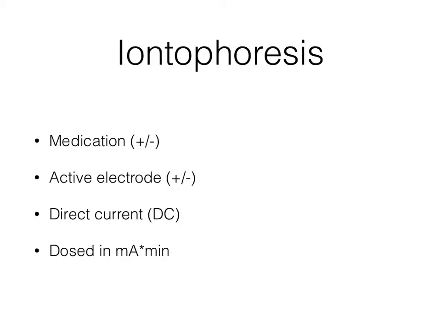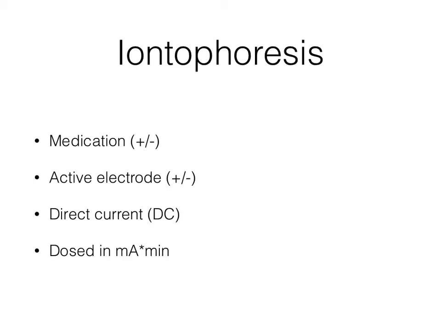On some of the newer machines, where there are not separate wires you attach, the electrodes themselves are going to be labeled as positive or negative. So you'll just put the solution on that appropriate electrode. But again, you want the active electrode to have the same polarity as the medication. Iontophoresis uses direct current delivered continuously to drive the ions all in the same direction to move that medication into the tissues, and it's dosed in milliamp minutes.